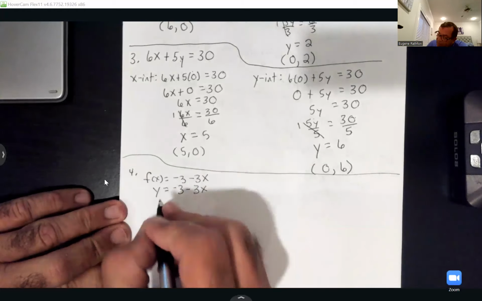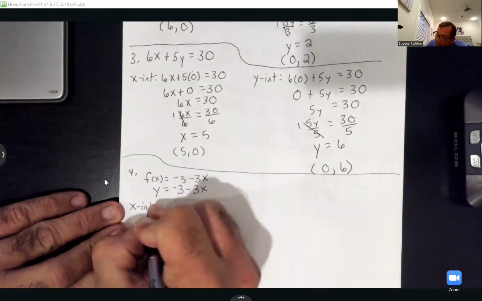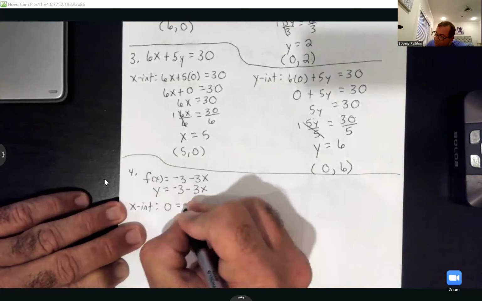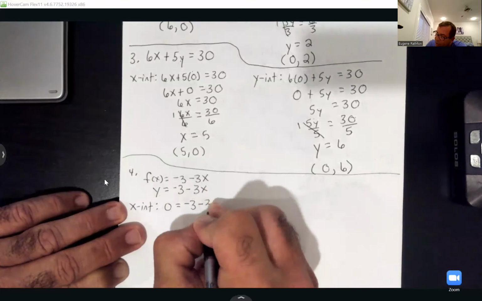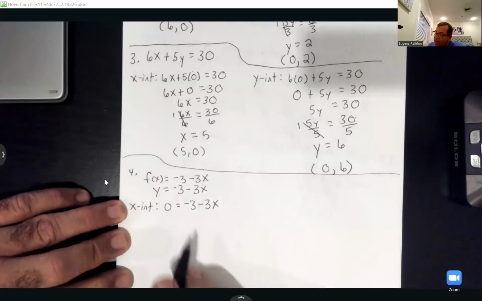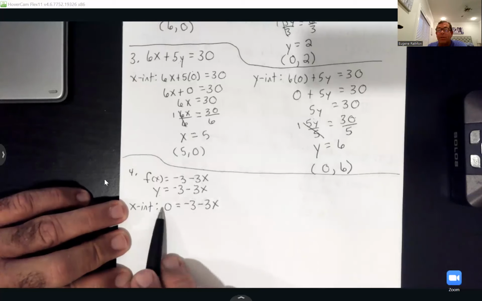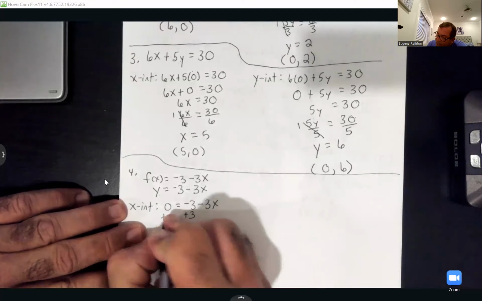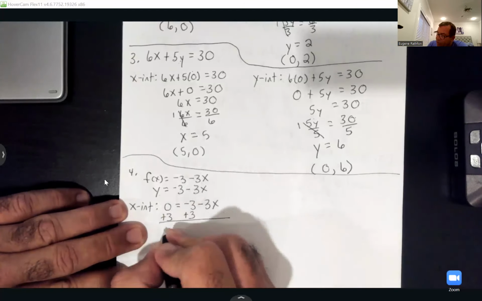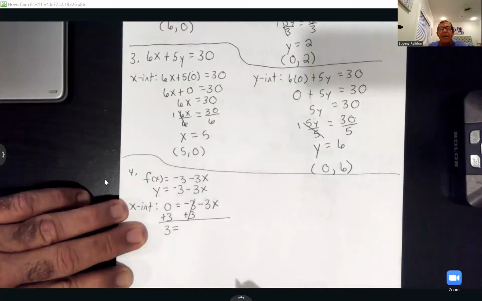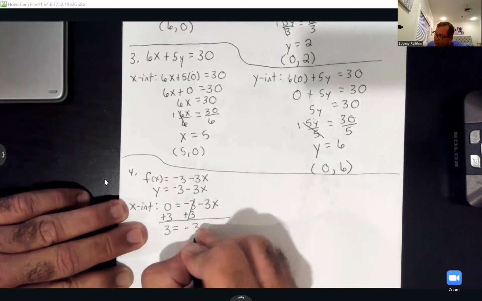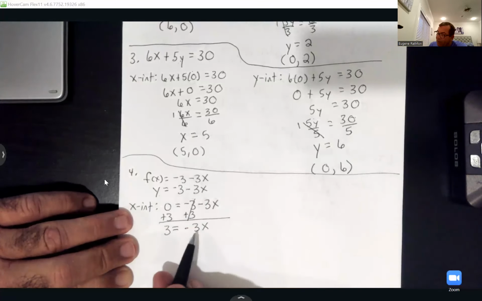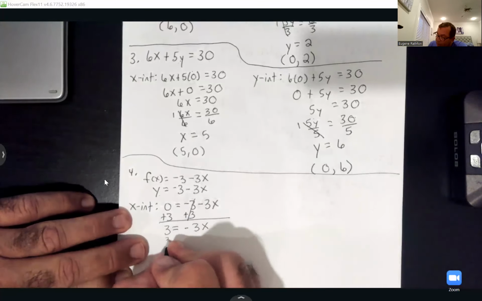So now that I've replaced f of x with y, I'm going to find my x-intercept by setting y equal to 0. So I get 0 equals -3 minus 3x. All right, so to solve this, the -3 needs to be on the other side so I can get my x's by themselves. So I'm going to add 3 to both sides. 0 plus 3 is 3. Them 3's cancel, and I bring down my -3x. Now, we need to make the x a 1x, so divide both sides by that -3.